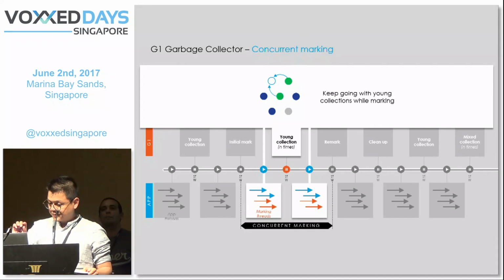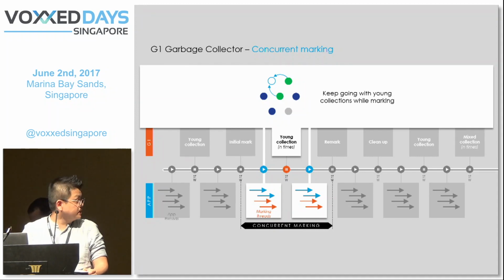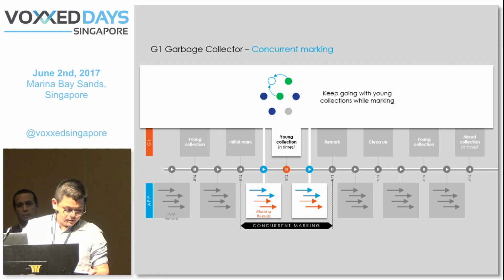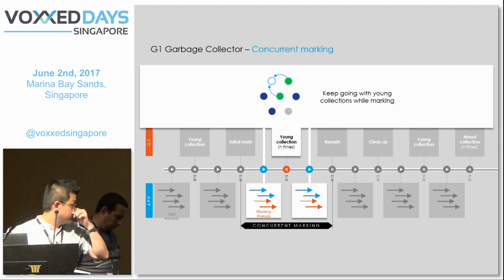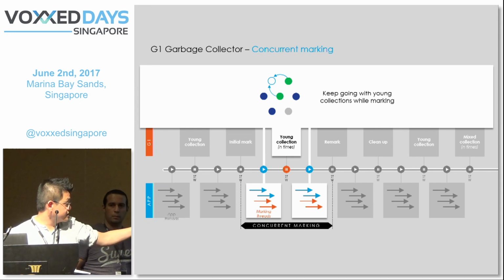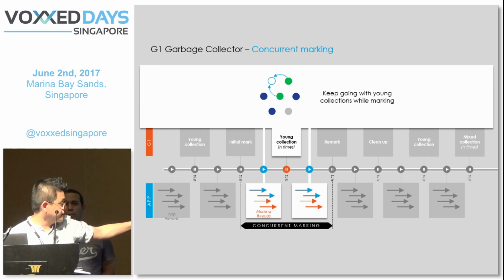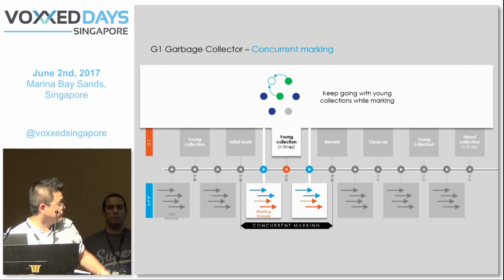So next, the marking phase. It will take a while, but note that it is done concurrently while the application is still running. While the marking is proceeding, there may be several young-only collections in the middle. As you can see from the slide here, concurrent marking is the phase below, and in between, as I mentioned, there may be several young collections.